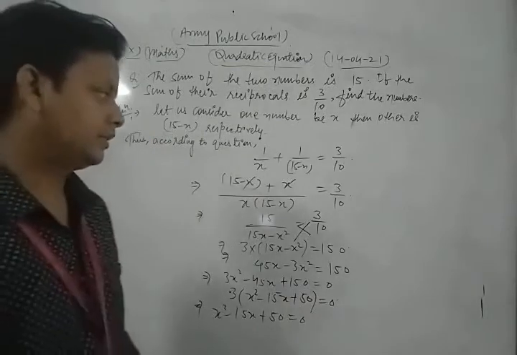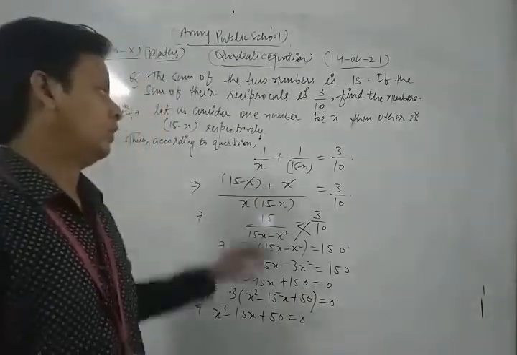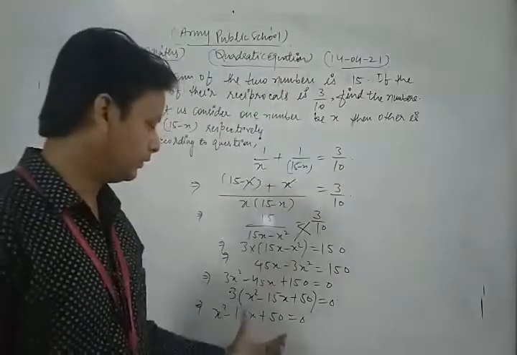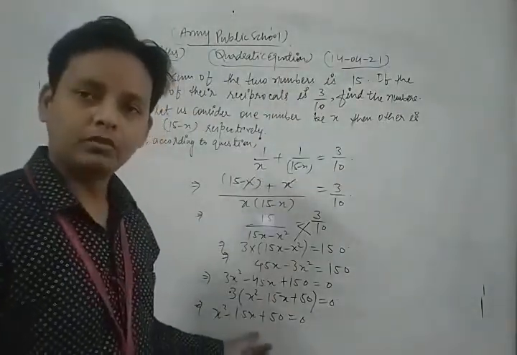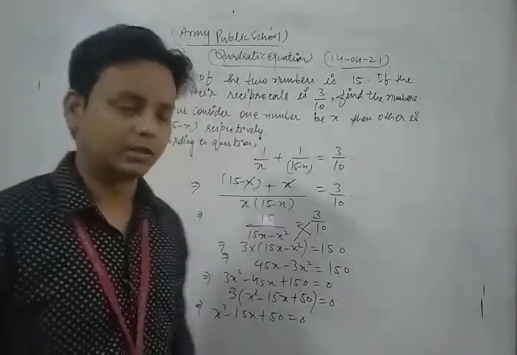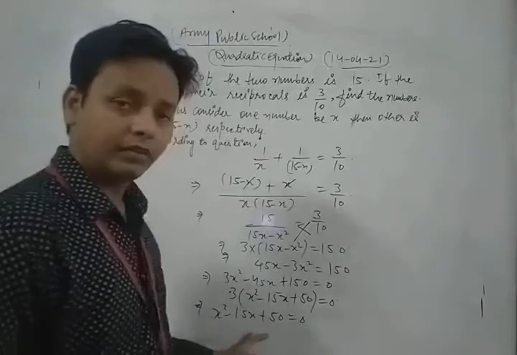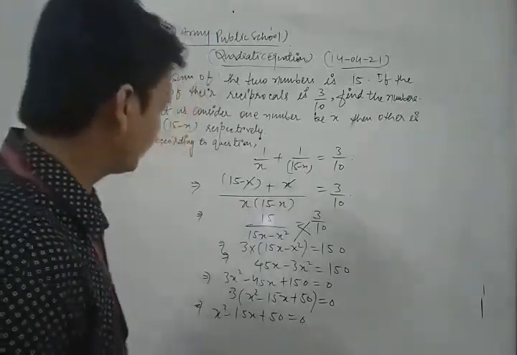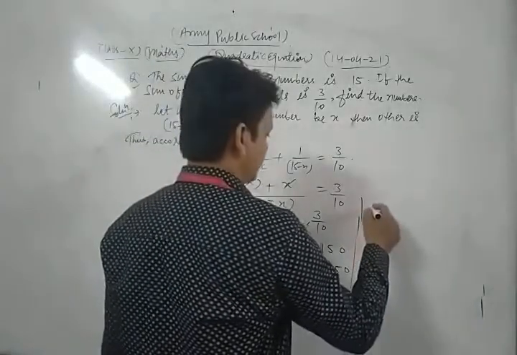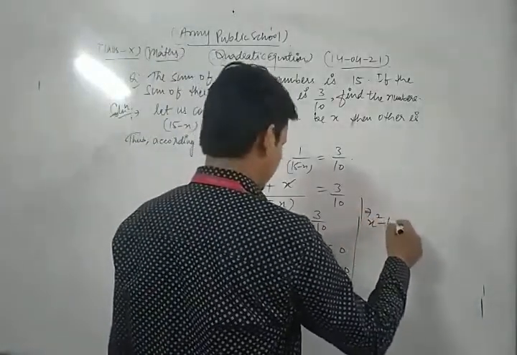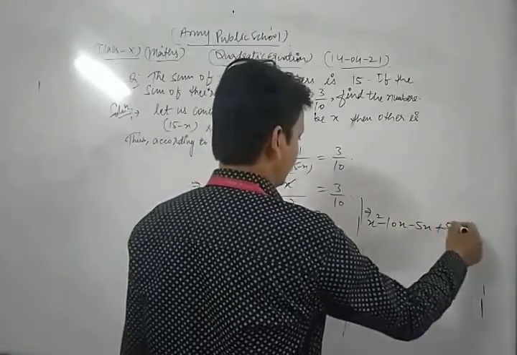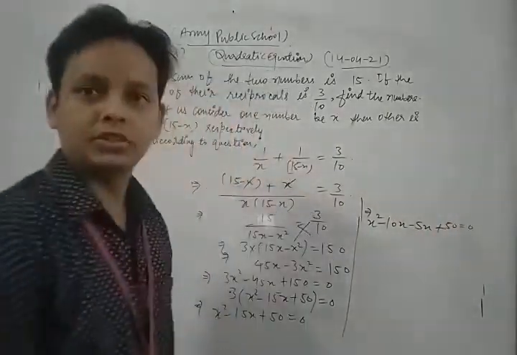So dear students, after forming the equation according to the question and simplifying, we get a quadratic equation. Now we solve it by splitting the middle term, that means by the factorization method. So 50 into 1 is 50, and 10 fives are 50. So here x square minus 10x minus 5x plus 50 is equal to 0.